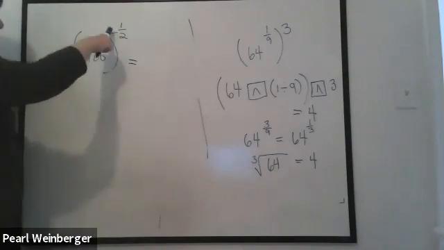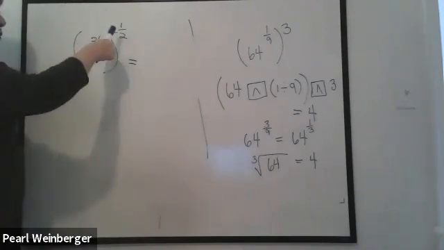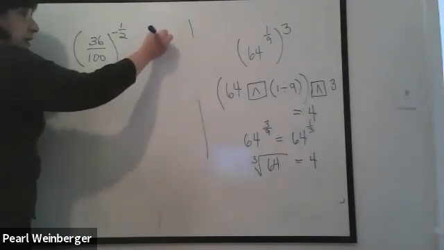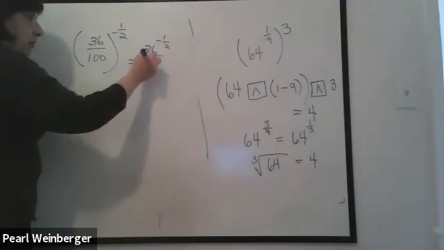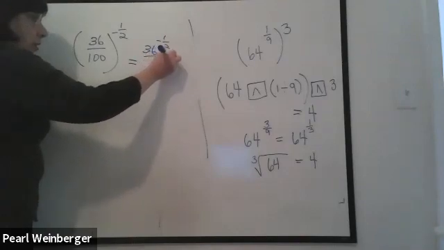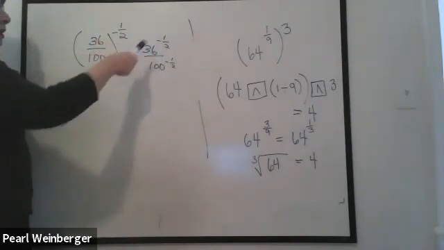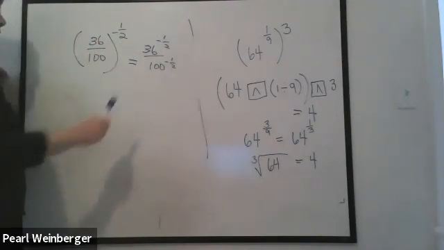Again, I distribute that negative 1/2 exponent to both the numerator and the denominator. So it's going to be both the 36 to the negative 1/2 and the 100 to the negative 1/2.